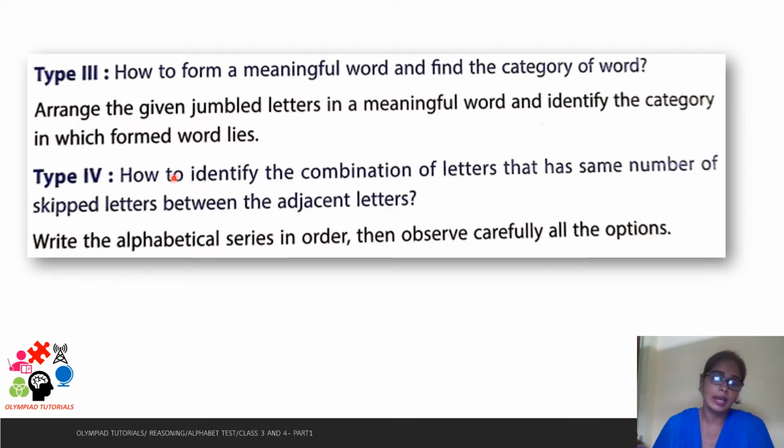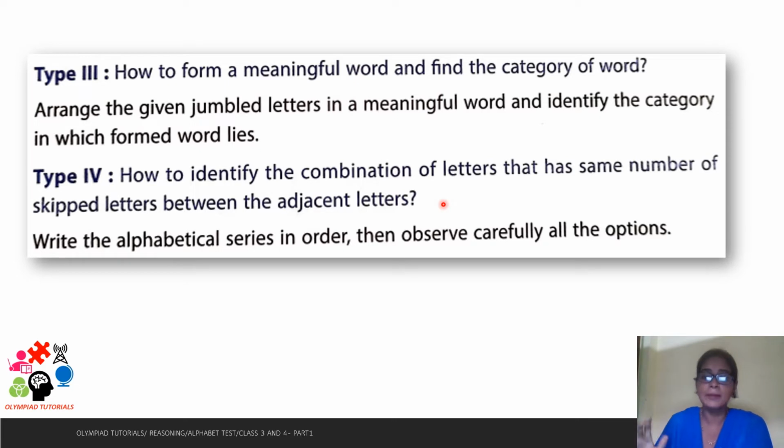And in type 4, you have to identify the combination of letters that has the same number of skipped letters between adjacent letters. In this type, you are going to get an alphabetic series. In that series, the question itself will tell you to select the second letter, select the fourth letter, and using those letters, you have to form certain words, or other questions may be asked related to that alphabetical series. In today's lecture we'll see a few questions, and in continuation of this topic, in the next lecture we'll see the questions which are asked in the exams also.